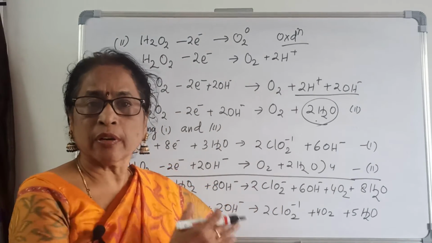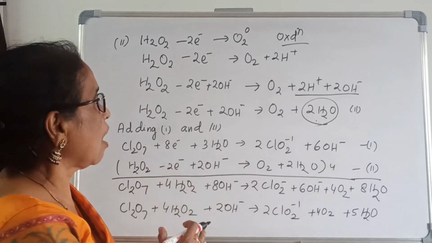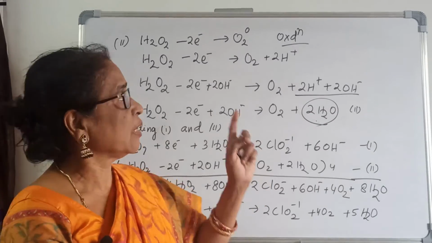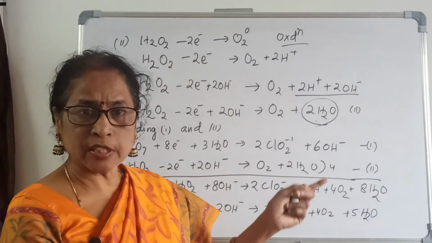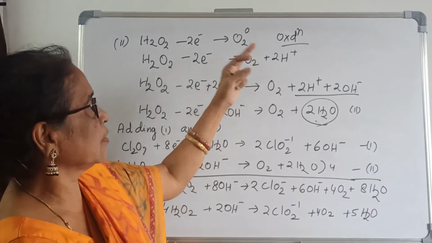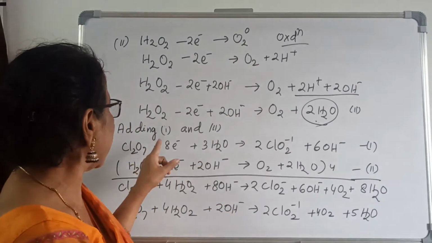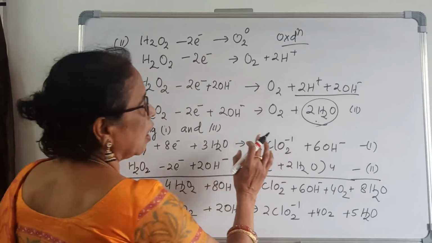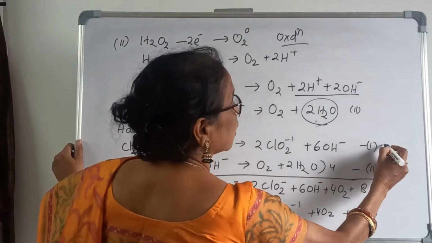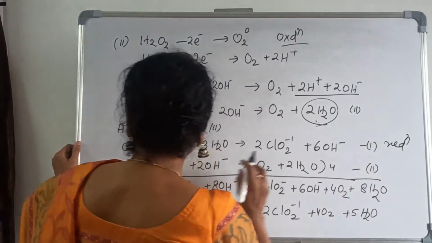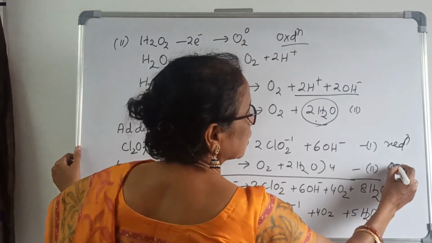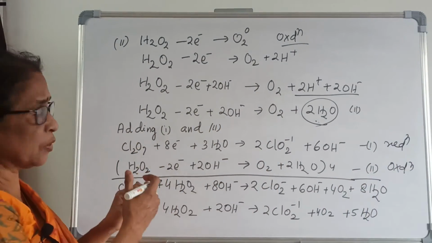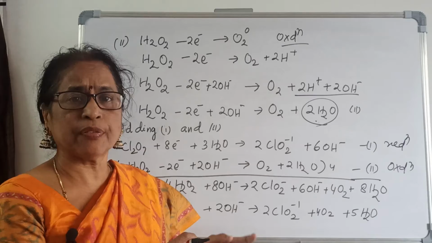What to do? The first equation is the first half reaction, and the second equation is the second half reaction. In the first reaction reduction takes place, and in the second half reaction oxidation takes place. Now adding equations 1 and 2, what happens? This is the half reaction where reduction takes place, and this is where oxidation takes place. So you will add these. Now the first duty is to cancel the number of electrons.